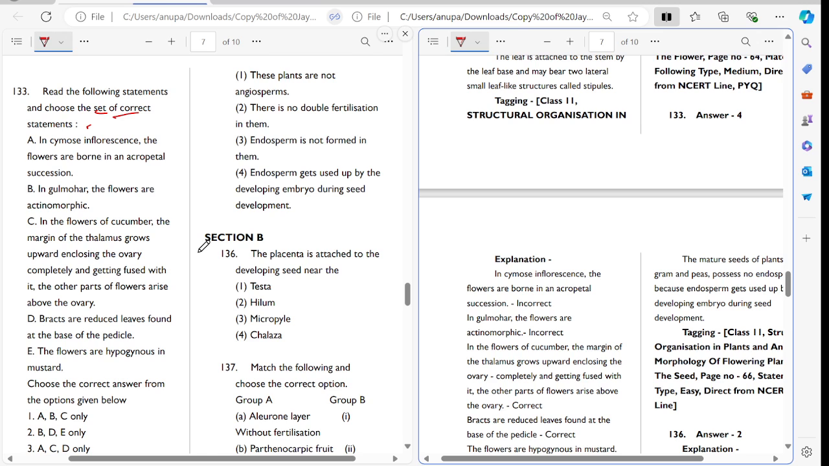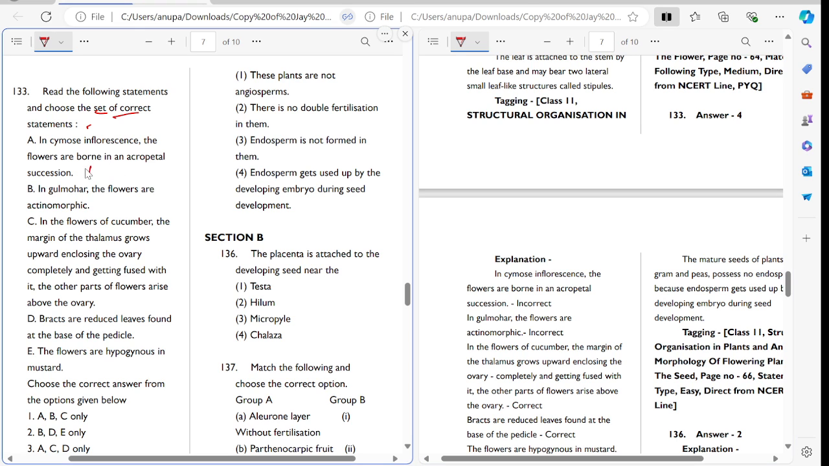So let's read the first statement. It is said that in cymose inflorescence, the flowers are borne in acropetal succession. So this is a wrong statement. In cymose inflorescence, flowers are borne in basipetal succession and not acropetal succession. Next is, in gul mohar the flowers are actinomorphic. This is also wrong. In gul mohar the flowers are zygomorphic. So this is also a wrong statement.